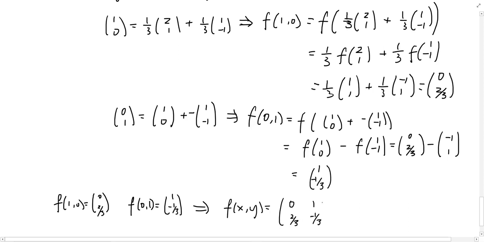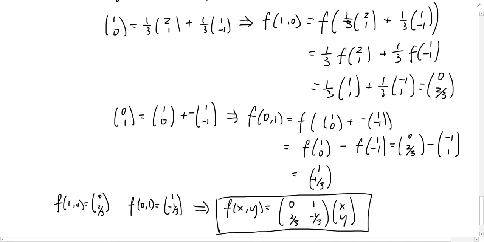then now I can define my function f of (x, y) will be equal to the matrix with columns (0, 2/3) and (1, -1/3) times (x, y). And for your own sake, you should actually try to verify that it's true by plugging in (2, 1) and (1, -1) and see if that actually comes out to be what the problem claimed.